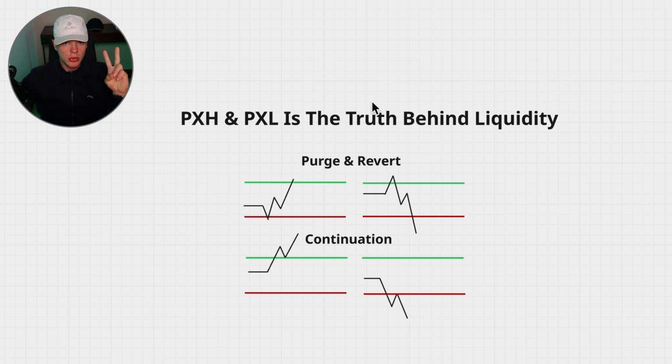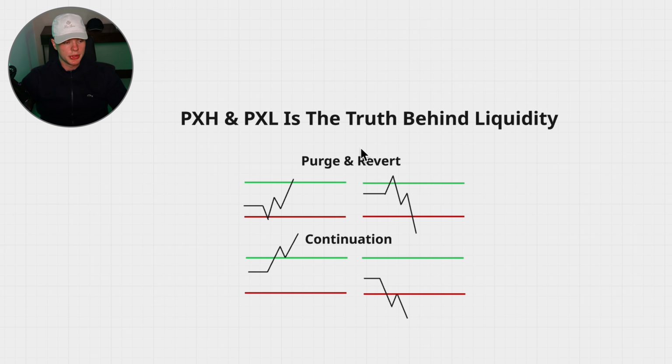Because there are only two variations that can occur. We're either going to see a purge and revert, where a new time cycle opens up, drops lower, taking out the previous cycle low. We see the signs of a smart money reversal taking place below that low, and we then see the market revert towards the previous cycle high.